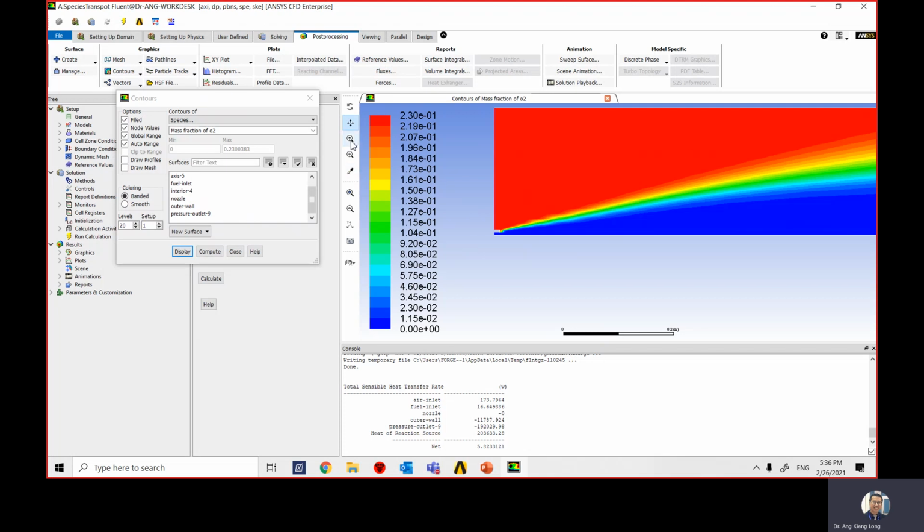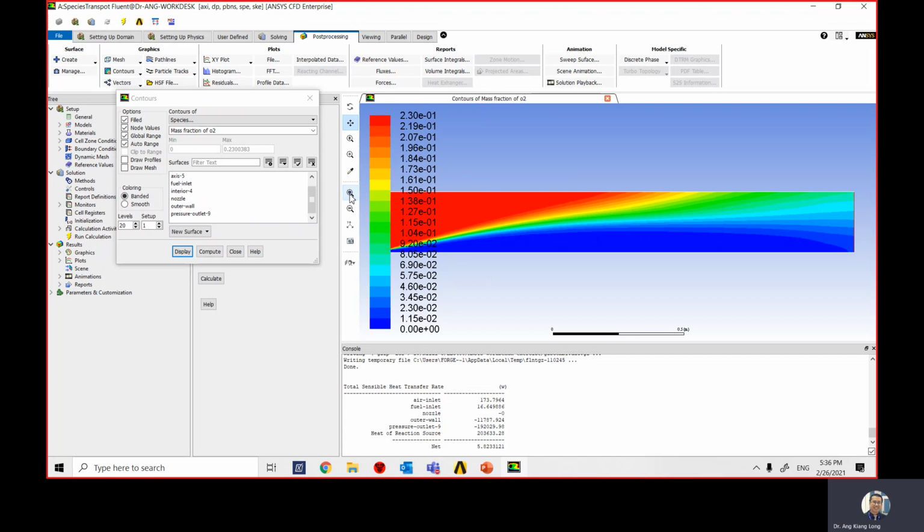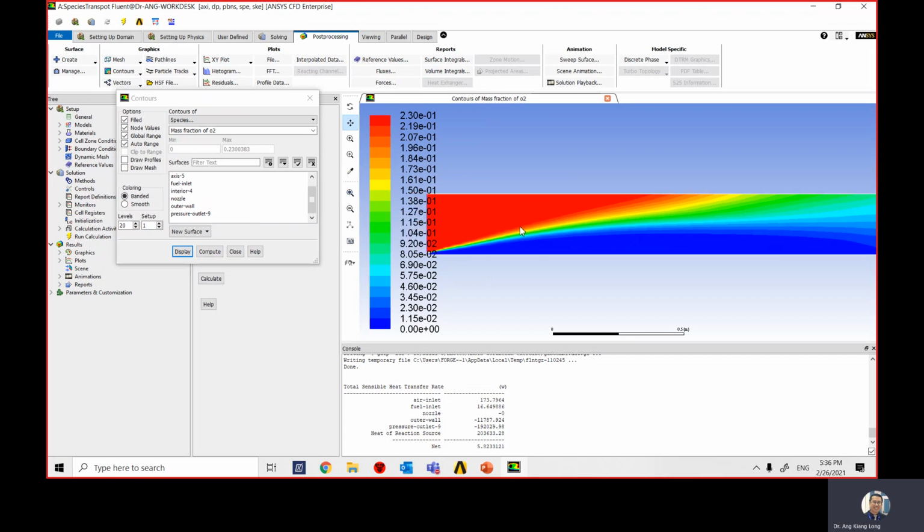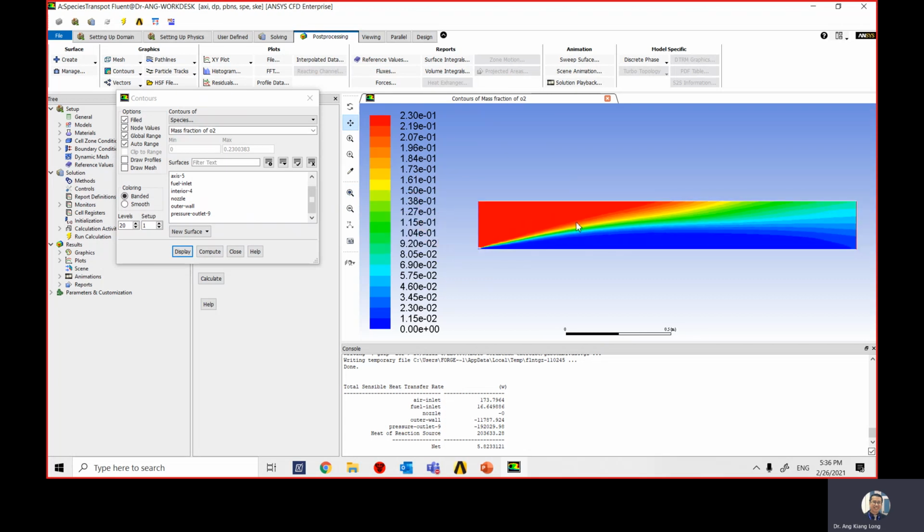This is for when you generate a report or answer for the test: you just fit the window, move the graph to one side, and use your mouse to minimize it. Then you will see this graph, and you can just capture a print screen and put it into the answer sheet there. All right, so we have shown you how to show the mass fraction. You can do it for CO2 also.